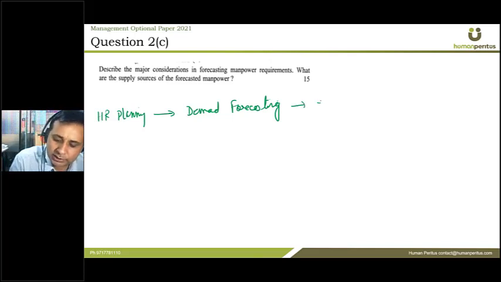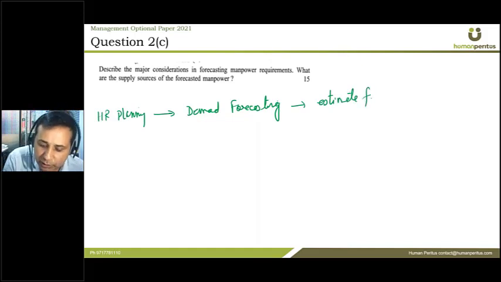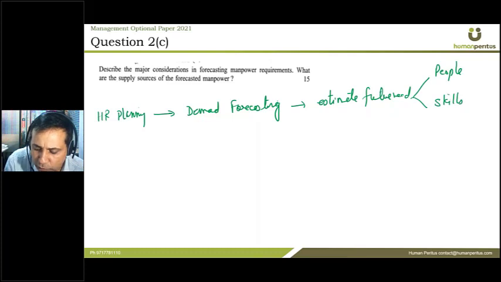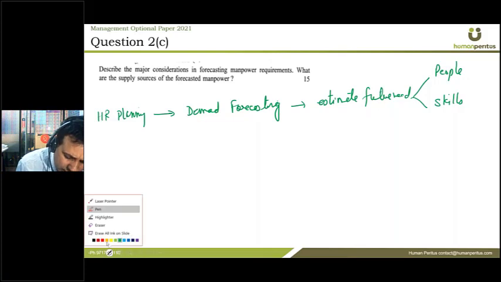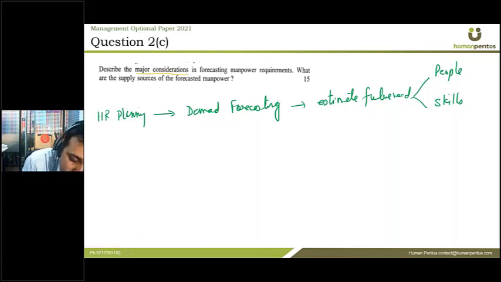Okay, so what do we do in demand forecasting? So in demand forecasting, we estimate future needs. We estimate future needs of what? Of people, not only people, but skills also. You can also write a better word, competencies. So demand forecasting is future estimate of people as well as competencies. The question is, what are the different considerations in forecasting the manpower requirement?